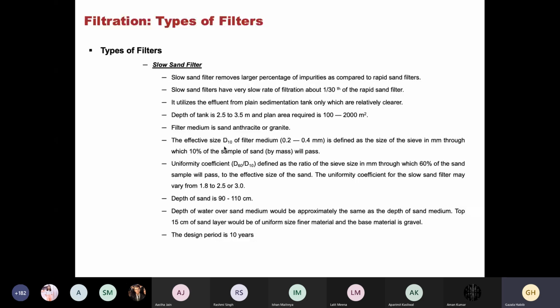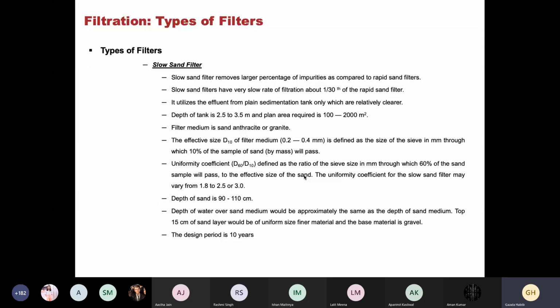D10 would be 2 millimeter. Therefore, D60 by D10 will be 5 by 2, which means 2.5. In this way, the uniformity coefficient can be determined, which defines, on an average, what would be the size of the sand particle used in a filter.